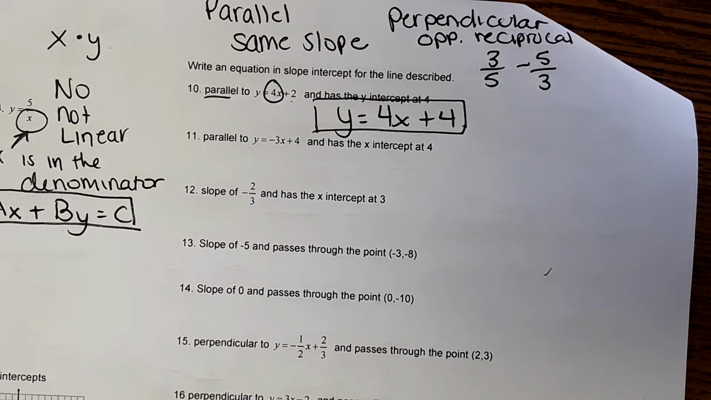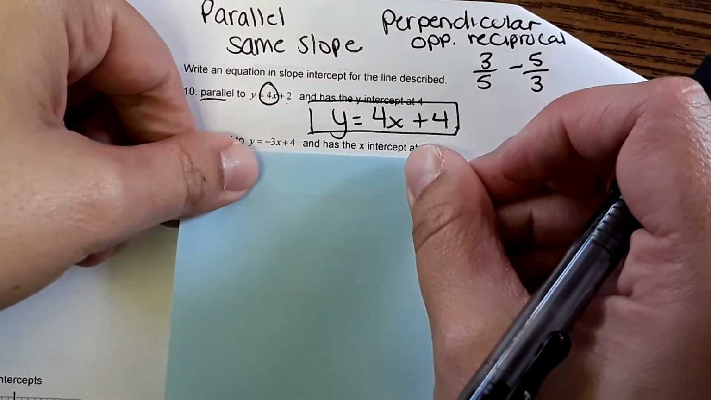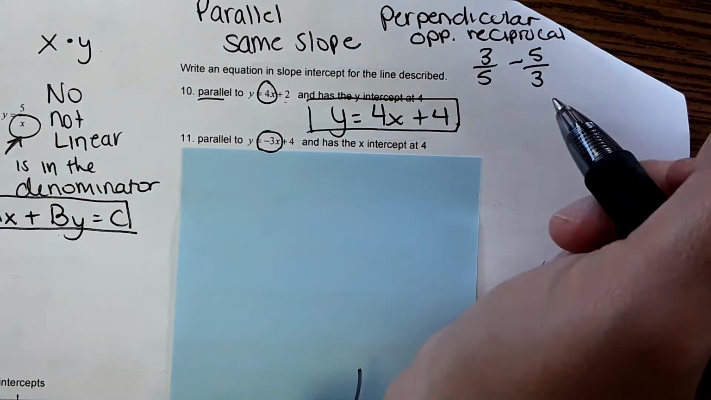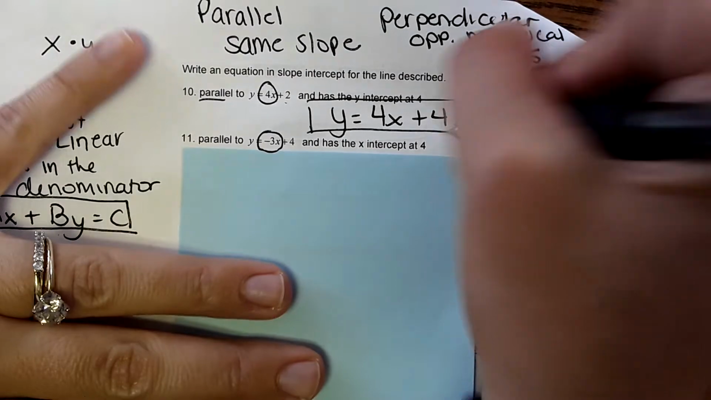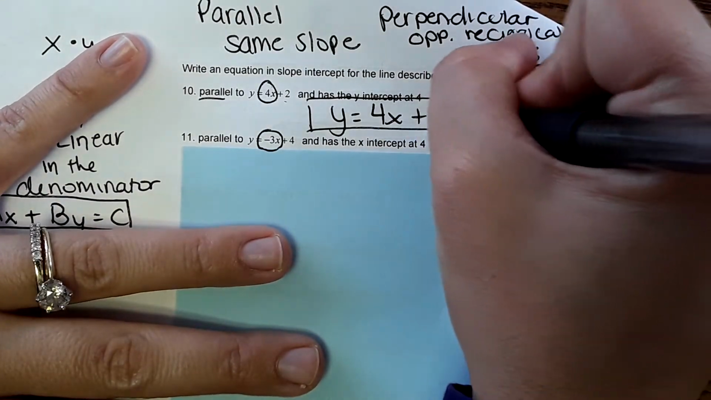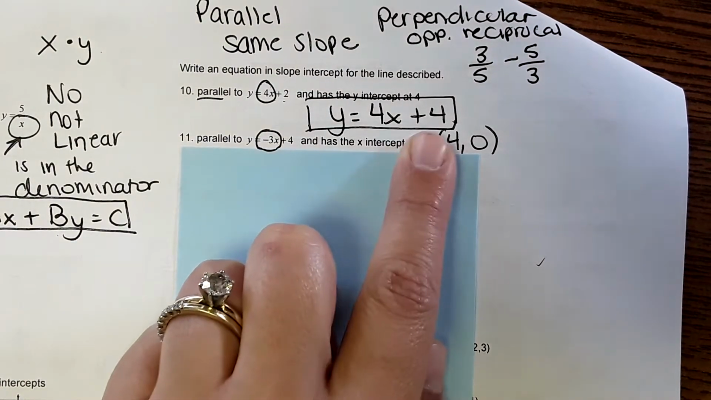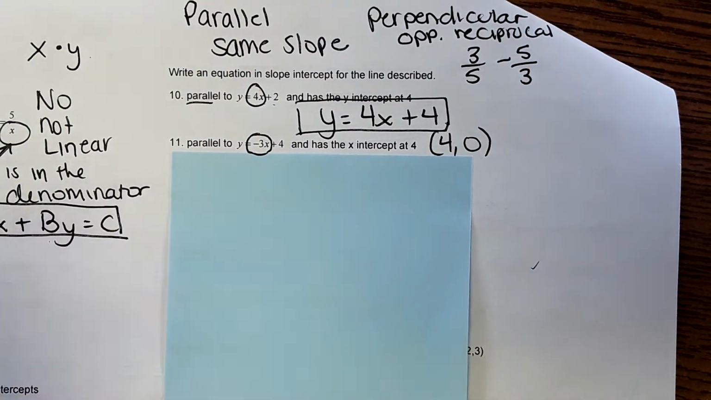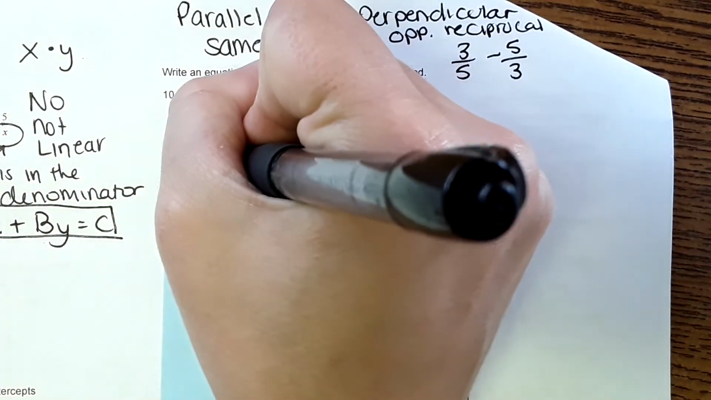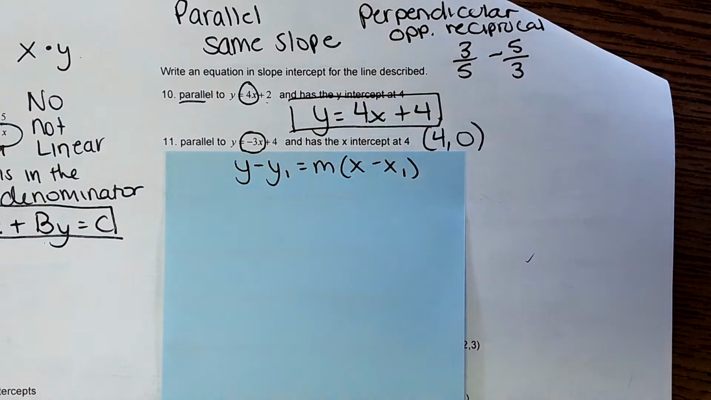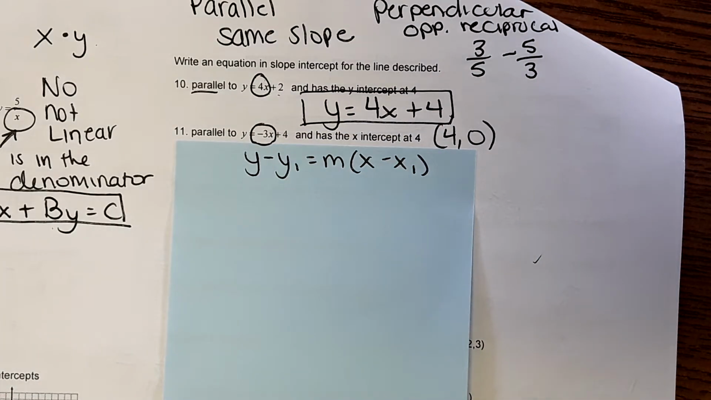Okay. The next one, I'm going to use my sticky note for this. If you want to squeeze in your work, you're more than welcome to. Parallel to this, so our slope is going to be -3. It'll be the same slope. And it says the x-intercept at 4. So our coordinates would look like this, (4, 0). Because it's the x-intercept and not the y-intercept, we can't just plug it in like this, because this here is the y-intercept. We have to find what the y-intercept is. The best way to do this is to use the point-slope formula. So y minus y1 equals m times x minus x1. This is the formula we're going to use for like the next 5 problems.